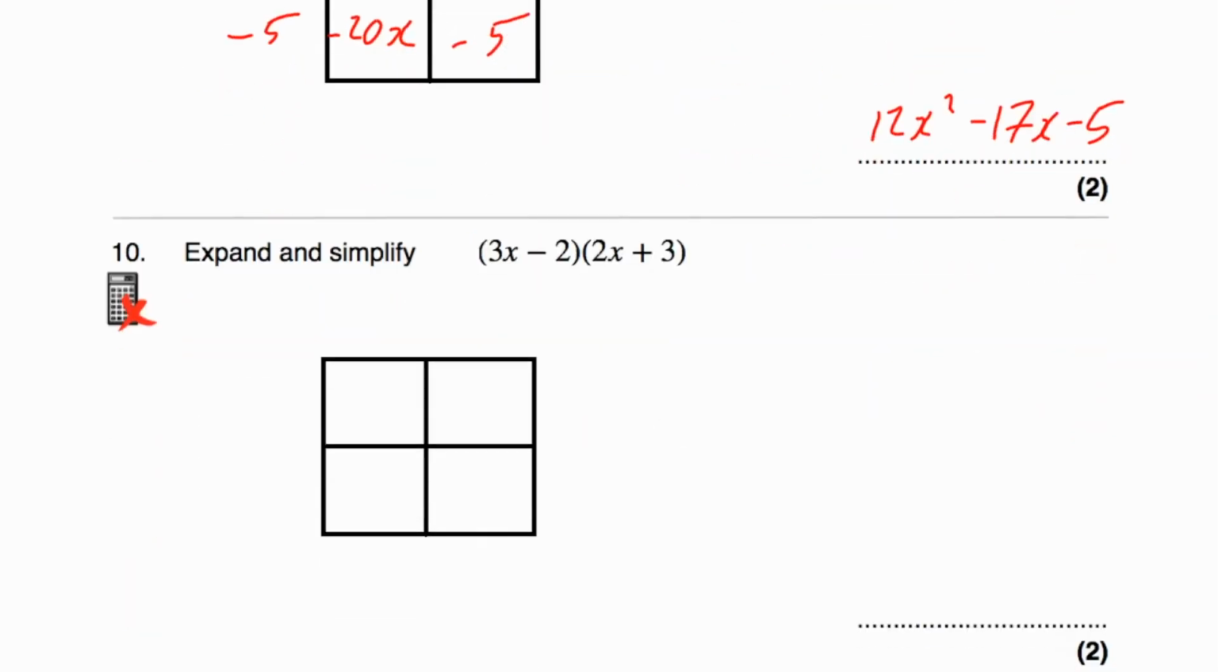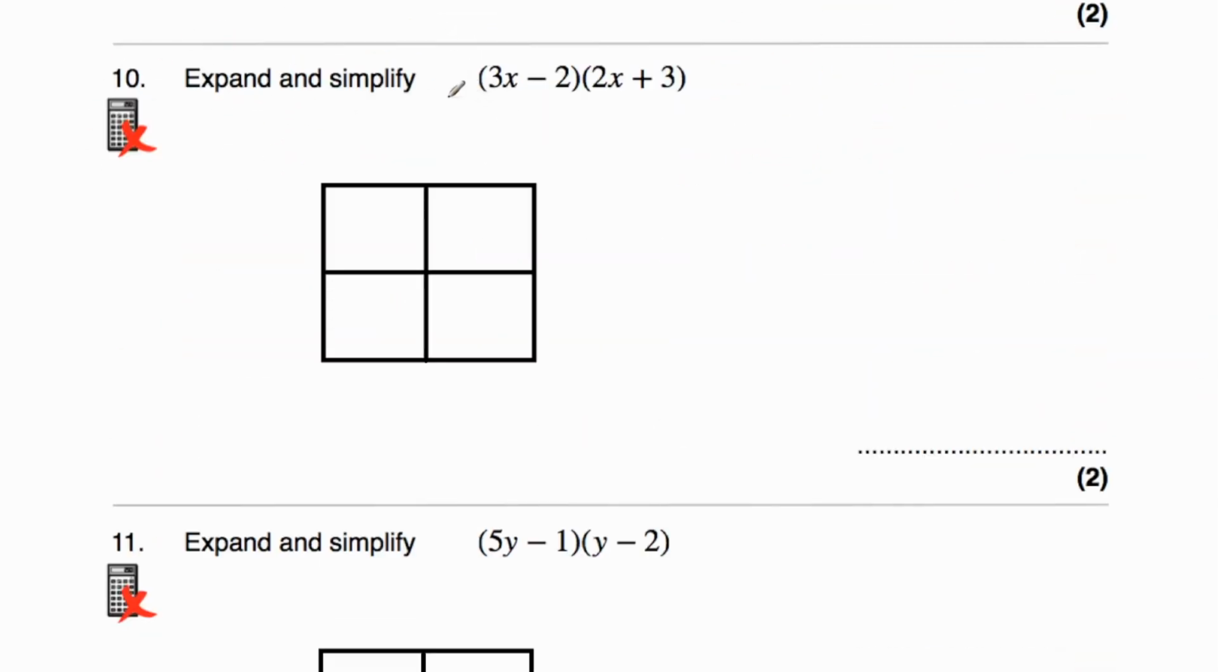Okay, question number 10. Question number 10 says expand and simplify (3x minus 2)(2x plus 3). So let's multiply terms together to find what goes inside the grid. 3x times 2x, well, 3 times 2 is 6, and x times x is x squared. Minus 2 times 2x, well, 2 times minus 2 is minus 4x. 3x times 3, well, 3 times 3 is 9, so it's going to be plus 9x.